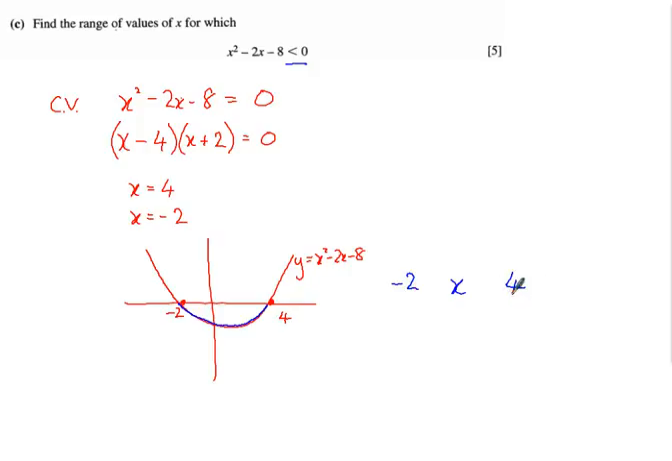The only thing we need to be careful about is looking at the original inequality and asking, are the critical values included in this? In this case, they're not, because it's strictly less than 0. So at minus 2 and at 4, this x squared minus 2x minus 8 is equal to 0, but we want it strictly less than. So it's minus 2 is strictly less than x, which is strictly less than 4.